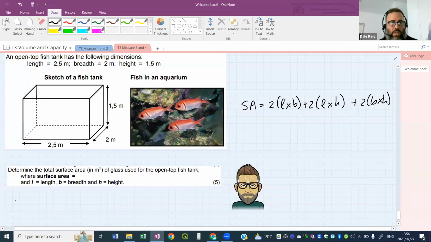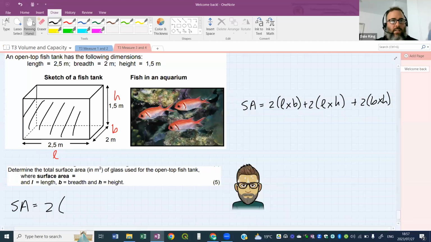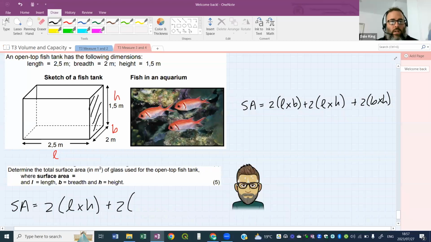Okay, so we need surface area. I'm going to say my length is this 2,5 here. The breadth is the 2, and the height is 1,5. In fact, let me do the front face of this tank first. That means it's length times height. So length times height for the front face and the back face. There's 2 of them. Plus, I need 2 of the side one on this side and the one on this side. So that's breadth times height.